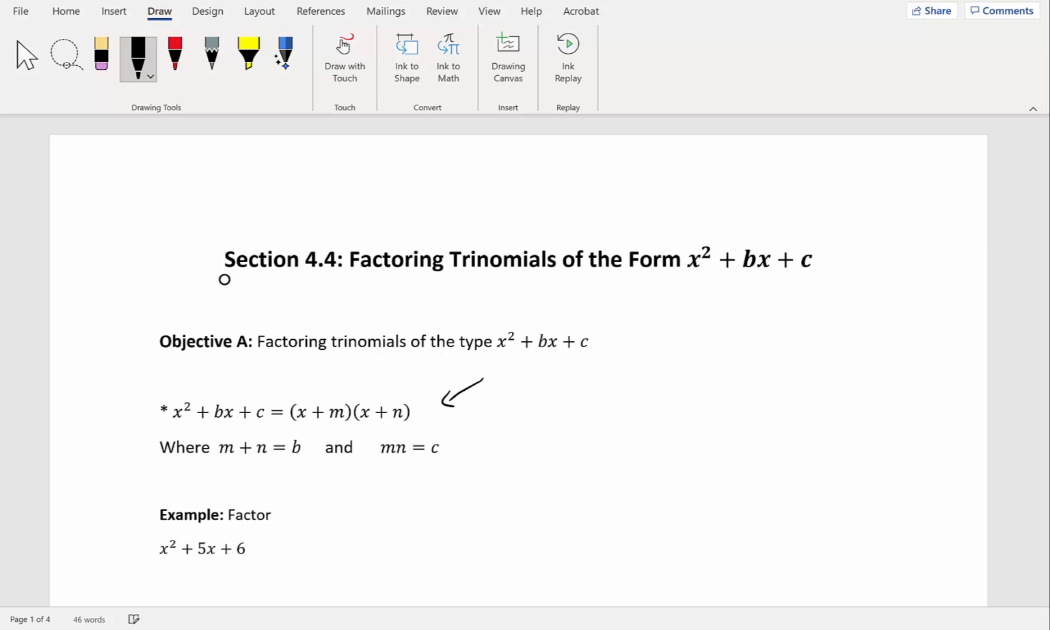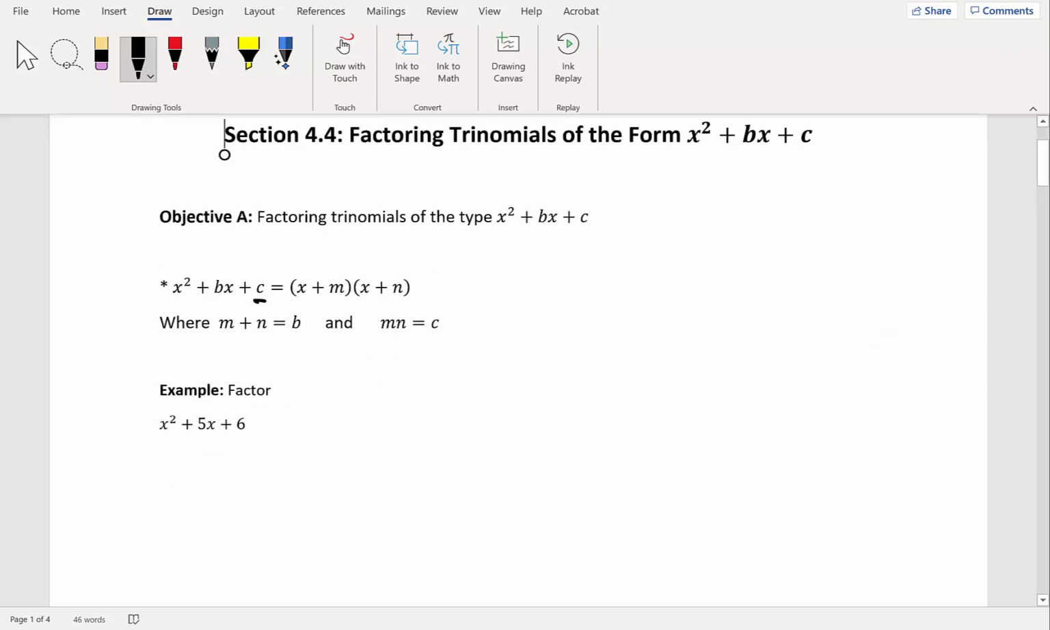So when we have a trinomial of this form, x squared plus bx plus c, this is going to factor into x plus m times x plus n. So it's going to factor into two binomials. Now, m plus n has to be equal to b, and m times n has to be equal to c. So when I multiply these two numbers with each other, it has to be equal to this last term. And when I add them together, it has to be equal to this middle term. Let's take a look at an example.